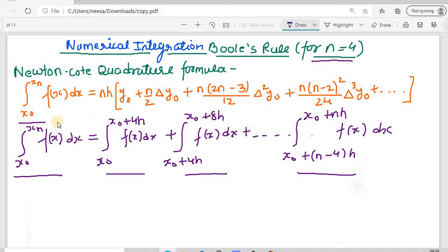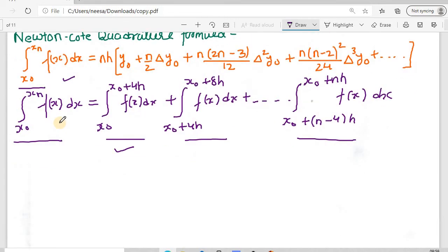Now, to get this smaller integral, we need to substitute n is equal to 4 into the Newton Cotes quadrature formula. We have already seen how this is done in the previous formulas like Simpson's 1 by 3 and 3 by 8. If you have not seen them, I request you to first watch Simpson's 1 by 3 and 3 by 8 to see how we put n is equal to 4 and get the formulas. So let me write Boole's formula for x0 to x0 plus 4h.